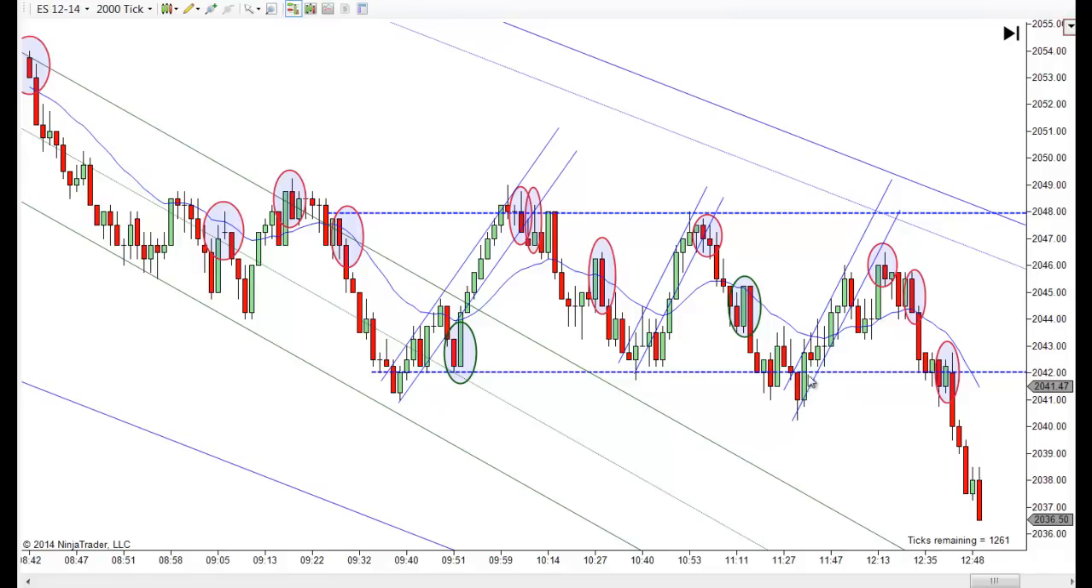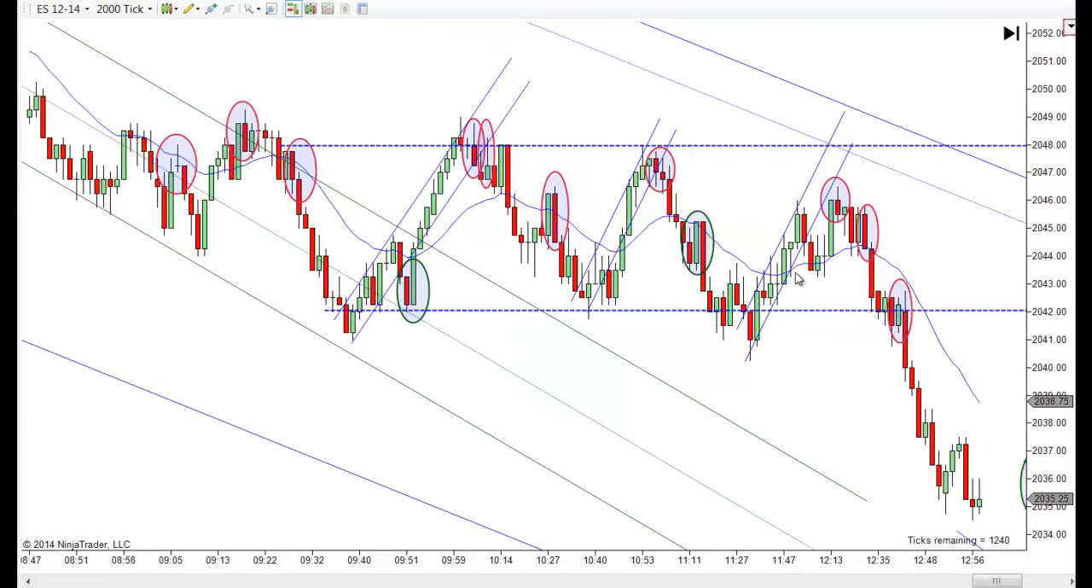Again, I don't think you want to take any longs in here, though, because we're still working on this high is lower than that high. And these lows are lower than these lows. So you've still got a downward bias. So I think it's just risky going long. And you got a little channel working up here.